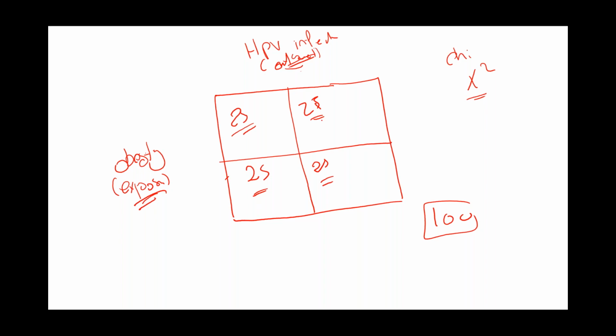But in my research, I didn't find it like that. I found, like, here 30, here 20, here 40, and here 10. So they're different. The observed are different than expected. How different? Are they significantly different or not significantly different?